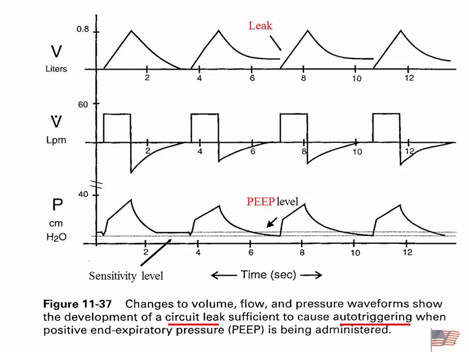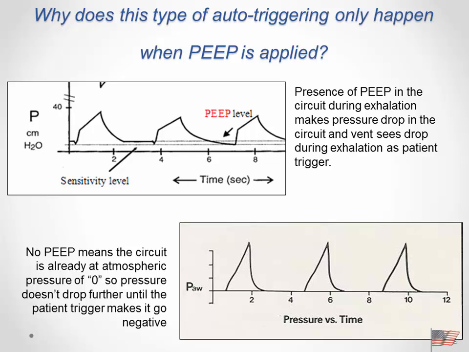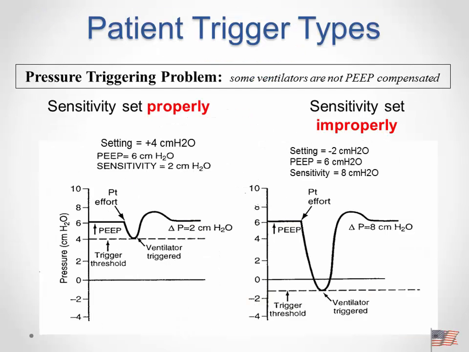Circuit leak, auto trigger. And we talked about that before too. Some ventilators are not PEEP compensated, meaning when I say I have a 2 centimeter of water trigger, that 2 is referenced to the PEEP level. If I start at 5 and I want to trigger at 2 centimeters of water, when it drops down to 3, it triggers on. That's not true of all ventilators, especially when you start talking about home ventilators and transport ventilators. Some of them are not PEEP compensated.